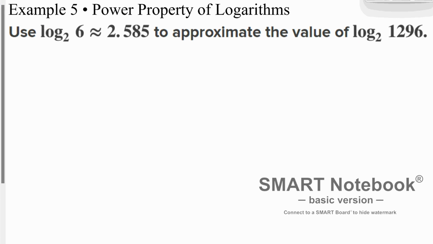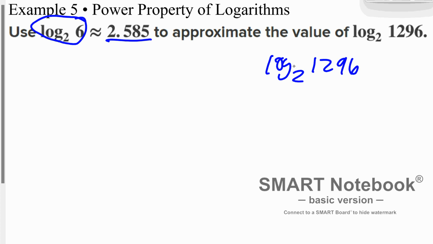So there's that one, and let's go ahead and do the last one. This time it says log base 2 of 6 is approximately 2.585, and we're taking log base 2 of 1296. I want to rewrite 1296 as a power of 6. So 6 raised to what is 1296? That would be to the 4th. So 1296 can be written as 6 to the 4th.